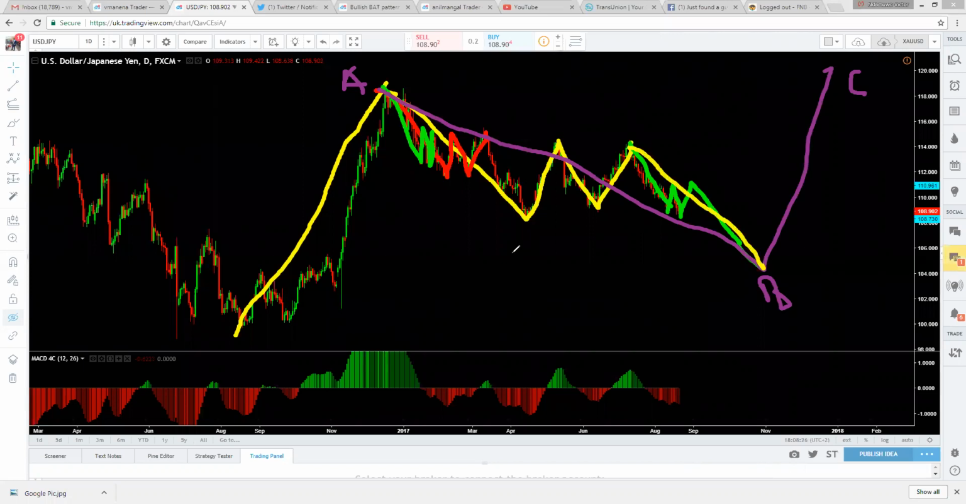You also have this big A, B, C in yellow, in the lower degree. So you see, what we've just done here is identify the direction of the market.